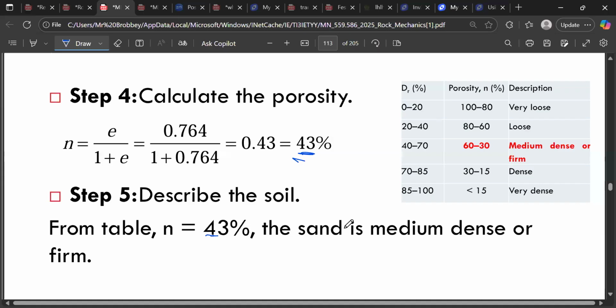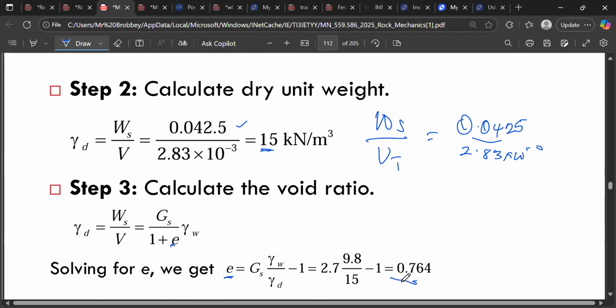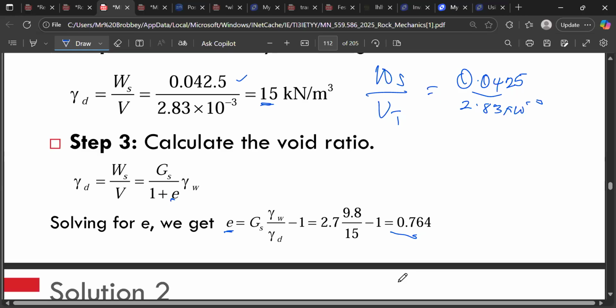Yes, wisdom. Please, can you move up? I want to check something. Okay. Meaning the void ratio. Okay, I'm fine. With a void ratio. No, I wanted to check.